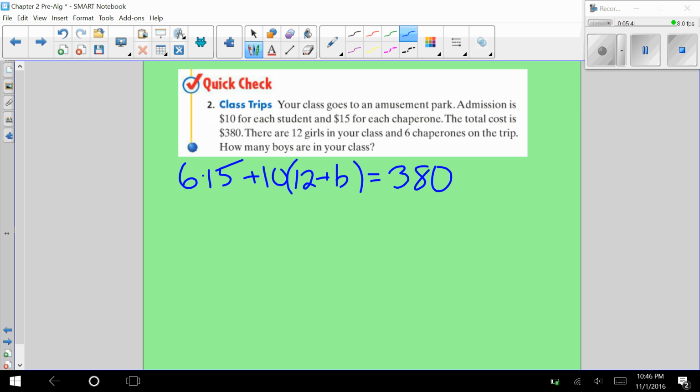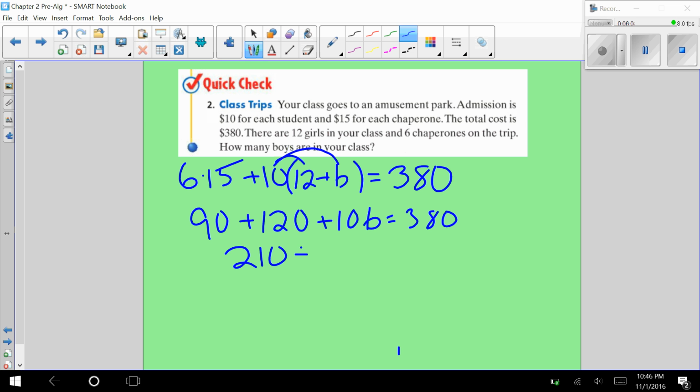We're going to start by distributing. Distribute my 10. So I have 6 times 15, which we know is 90. 10 times 12 makes 120. Plus 10 times b is 10b. I'm going to combine like terms on the same side of the equal sign. 90 plus 120 is 210. Plus 10b equals 380. Now I'm going to subtract 210 off each side.